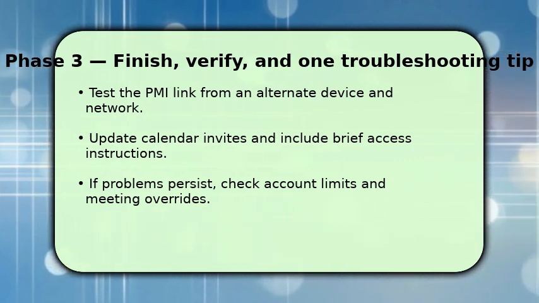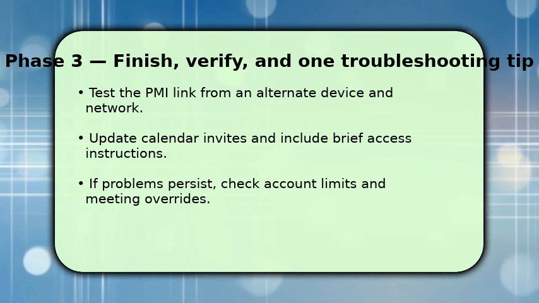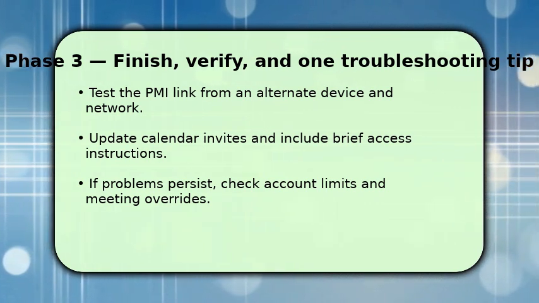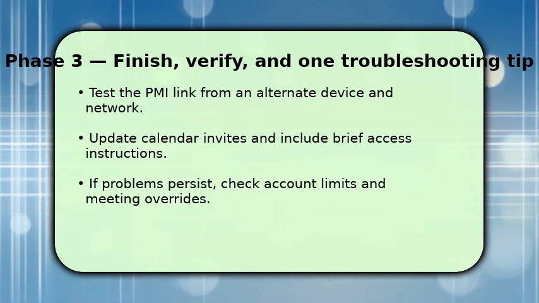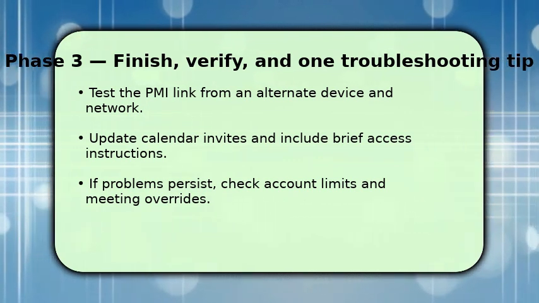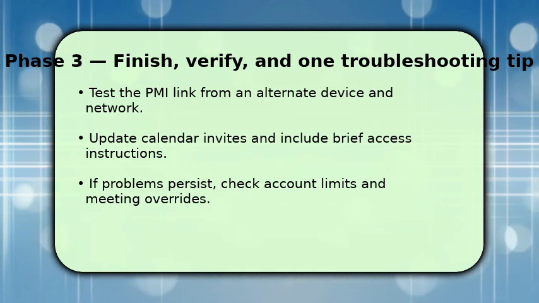If something goes wrong, check for scheduled meeting overrides, account-level PMI policies, or duplicate recurring meetings. One key tip: if attendees report the link expired, verify you didn't create a new PMI or overwrite settings.